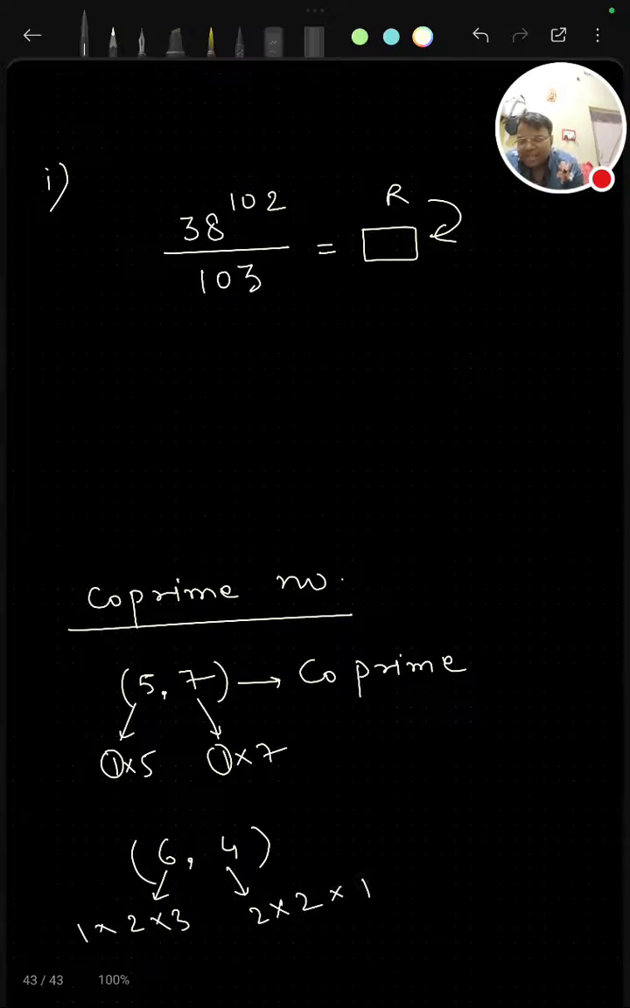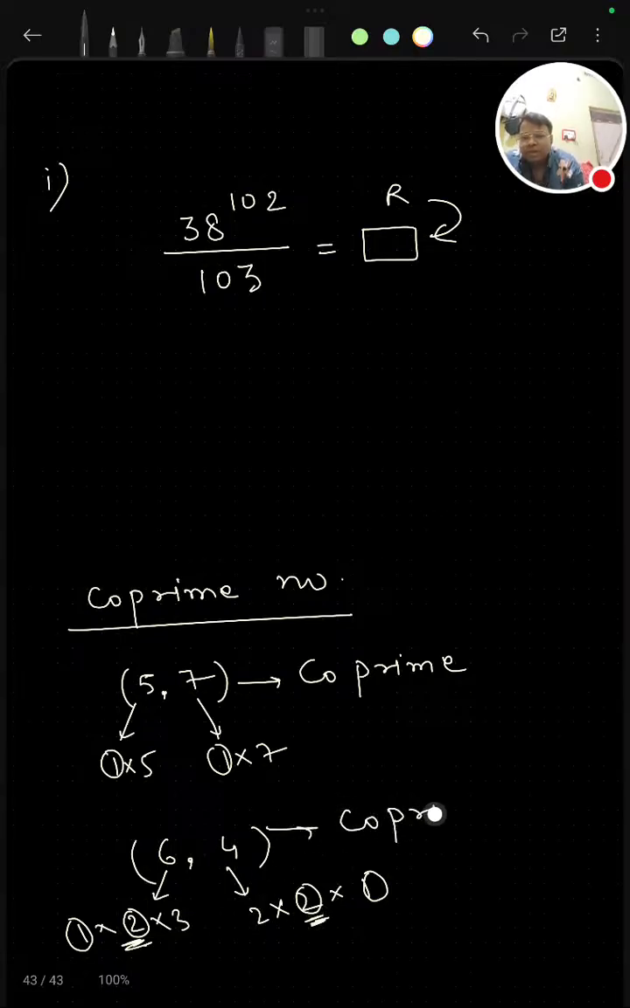1 divides every number. You can see that 1 is a factor as well as 2 is also a factor. 2 is also a common factor. So 2 is also a common factor, but for coprime numbers, 1 is the only common factor. Here you can see that 2 is a factor also, so it is not coprime.